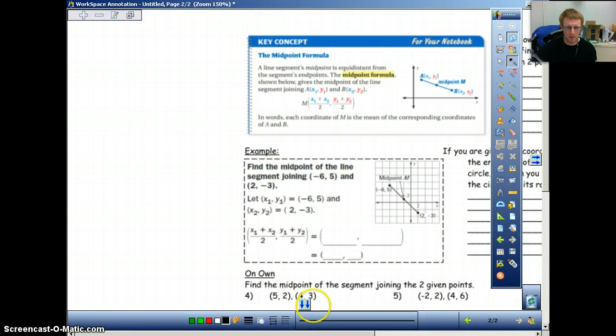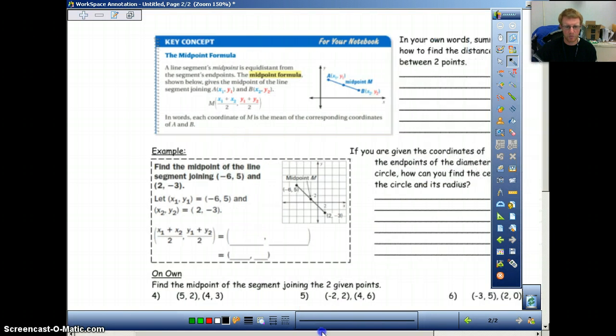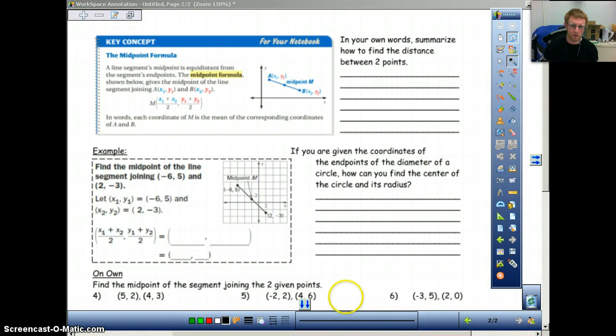Okay, let's move on to midpoint. But before we do that, there's 2 things here that I want you to do. I want you to be able to, in your own words, summarize how to find the distance between 2 points.